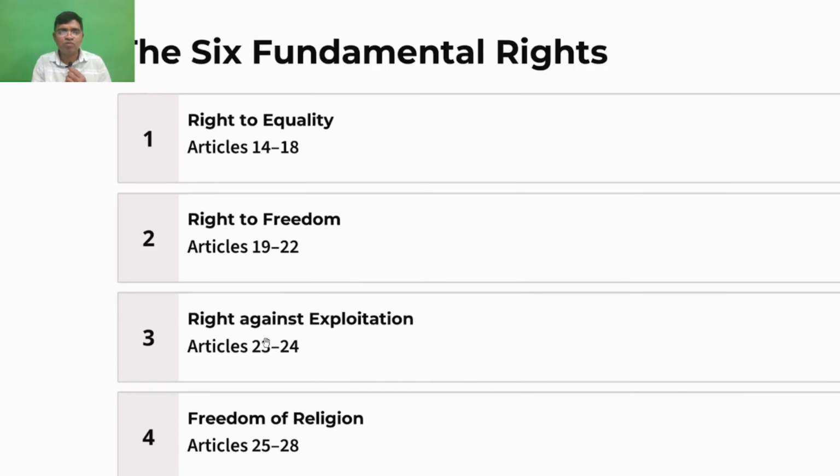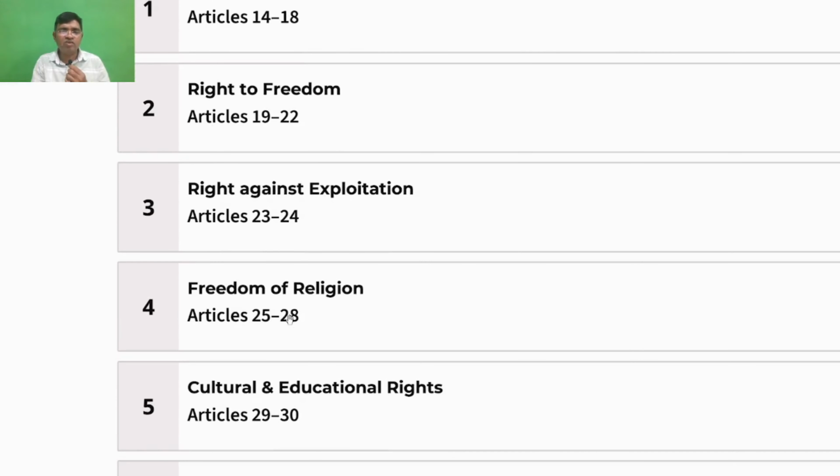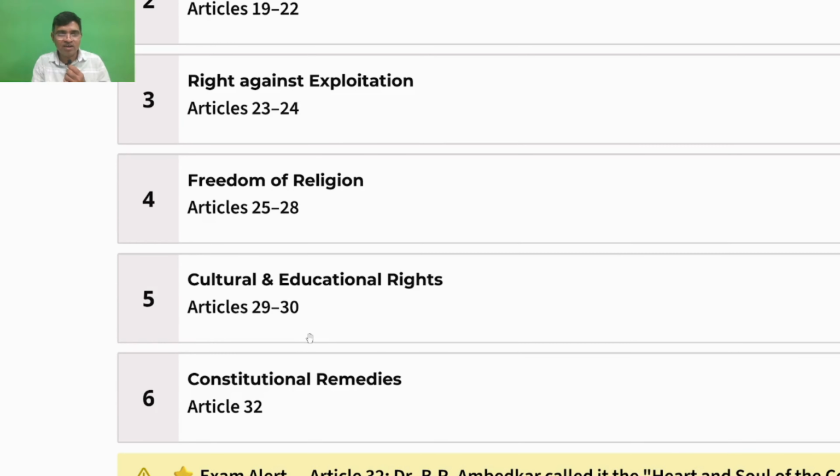Then right against exploitation is Articles 23 and 24. Then freedom of religion, so you can preach any religion, Hindu, Christian, or Muslim, or your own doctrine. So Articles 25 to 28. Then cultural and educational rights, so you can preserve your culture and education, Articles 29 and 30.